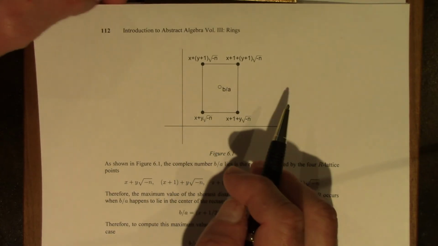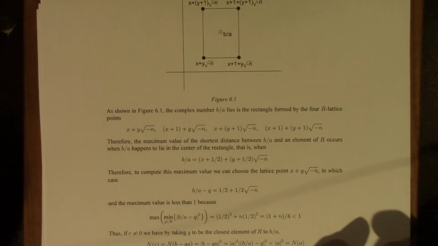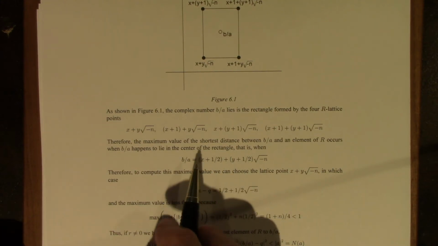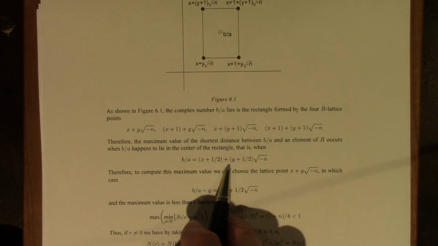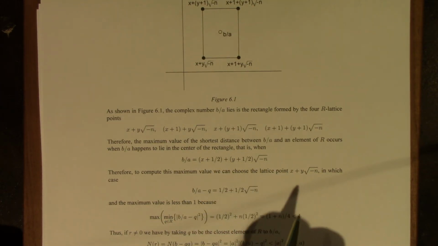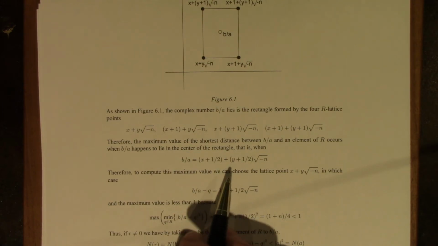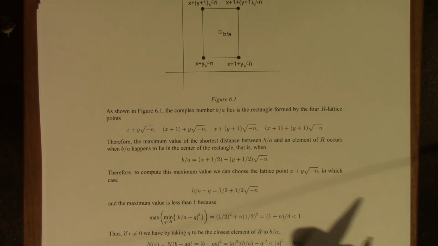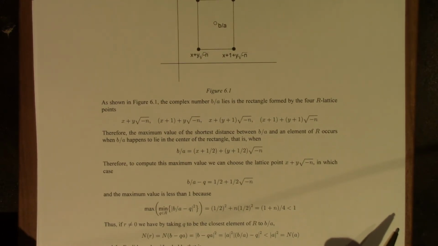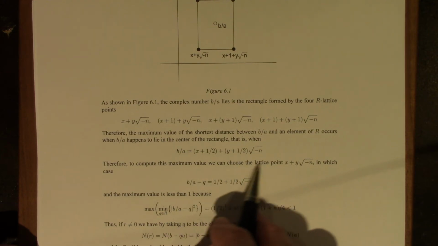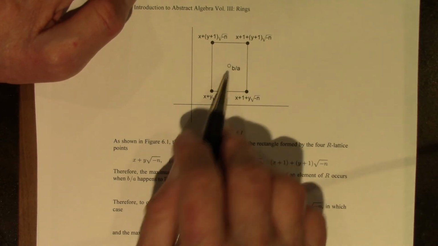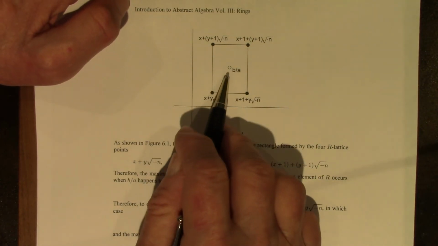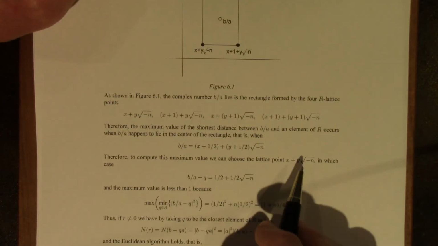And that maximum shortest distance would then be, so b over a would then look like this, x plus 1/2 plus y plus 1/2 square root negative n. And to compute the maximum value of the shortest distance, you might say the worst case scenario for the shortest distance, since that happens when b over a is smack in the center, we can use any 4 of these to compute that distance. We may as well use x plus y square root negative n.